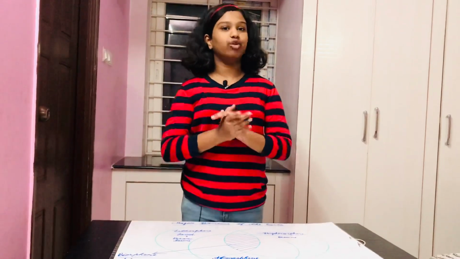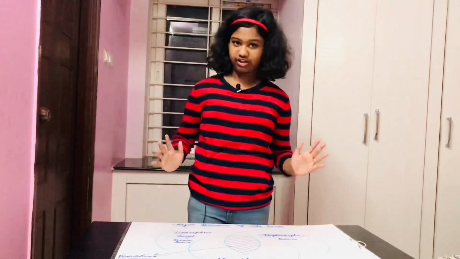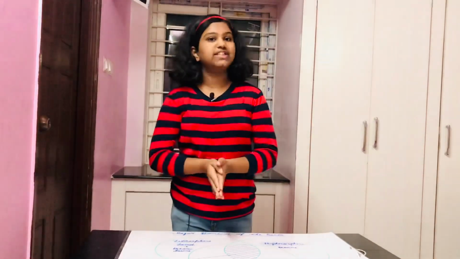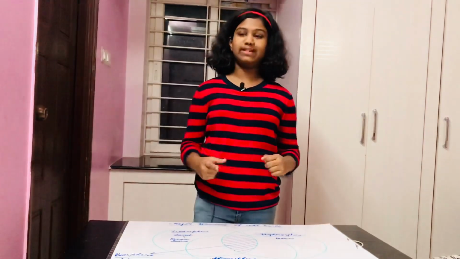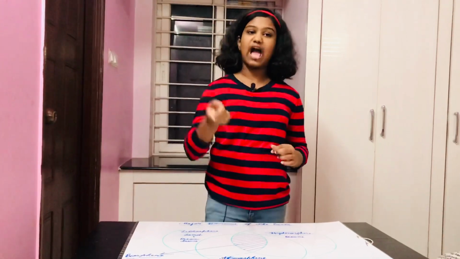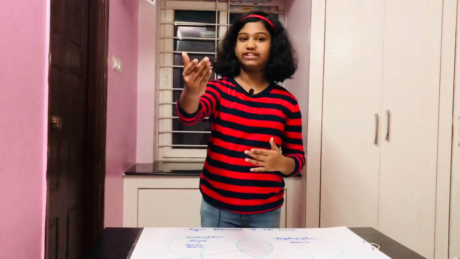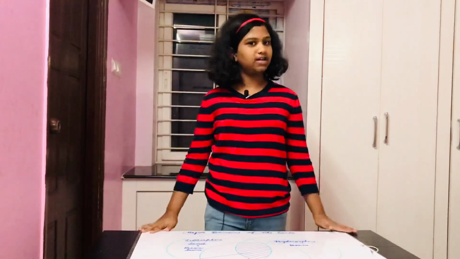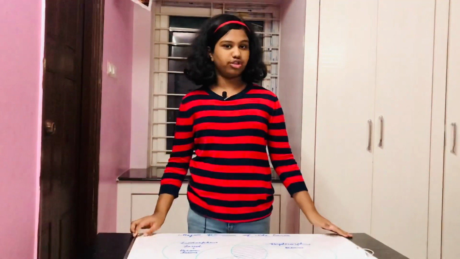Next, the Indian Ocean. The Indian Ocean is almost triangular in shape. It is the only ocean that is named after a country, that is India. It has Asia on its north, Africa on its west, and Australia on its east. Because India is located on top of the Indian Ocean, it is named the Indian Ocean.